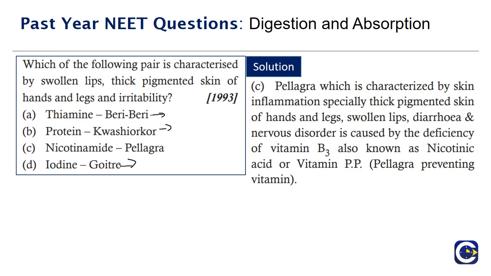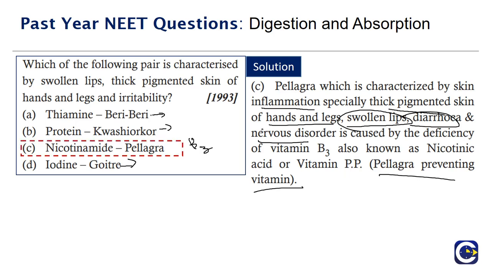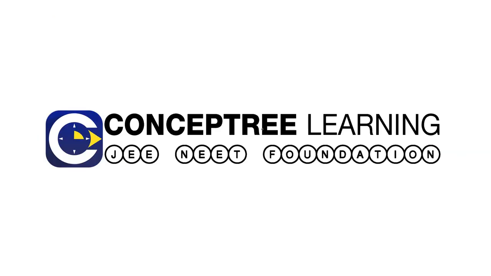Pellagra is characterized by skin inflammation, especially thick pigmented skin in hands and legs, swollen lips, diarrhea, and nervous disorder, caused by deficiency of B3, also known as nicotinic acid or vitamin PP, the pellagra preventing factor. So vitamin B3. Thank you.